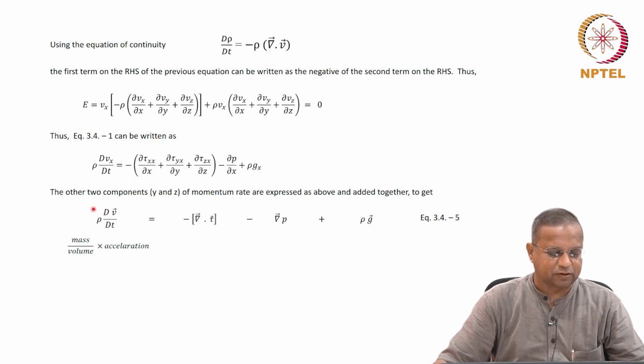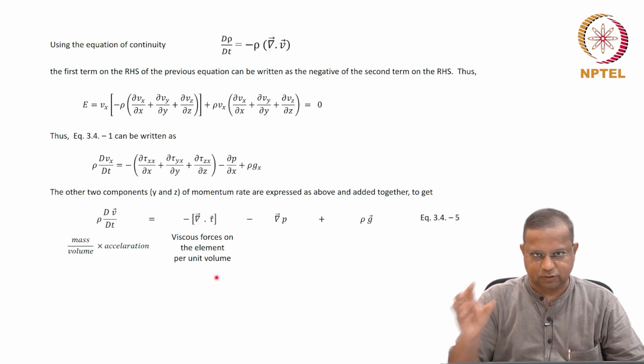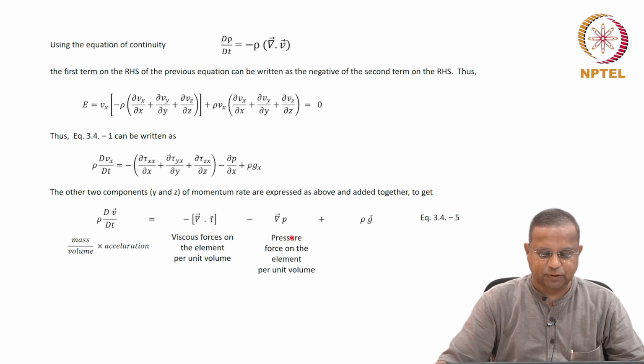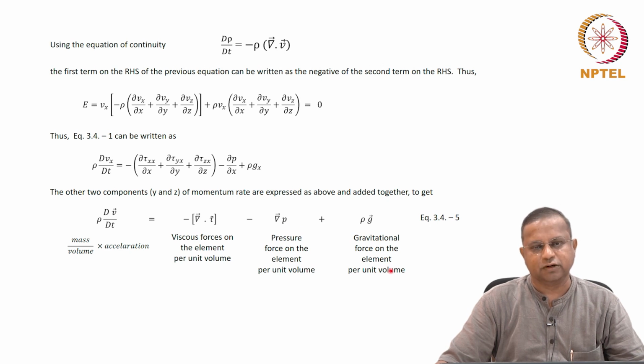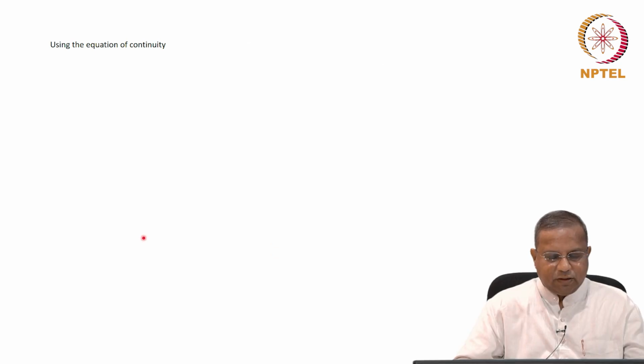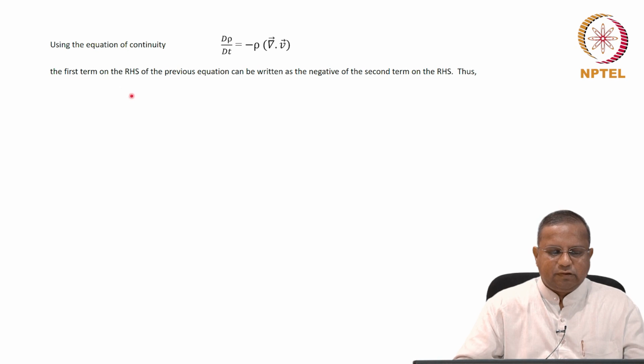This is nothing but mass per unit volume, density. This is the acceleration, okay, in a certain view. This is nothing but the viscous forces on the element per unit volume, on the control volume per unit volume. This is the pressure force on the element per unit volume. And this is the gravitational force on the element per unit volume. Okay. Now, if you use the equation of continuity, we can write the substantial derivative of ρ with respect to t as minus ρ del dot v. That's what the general equation of continuity tells us, with no assumptions here.